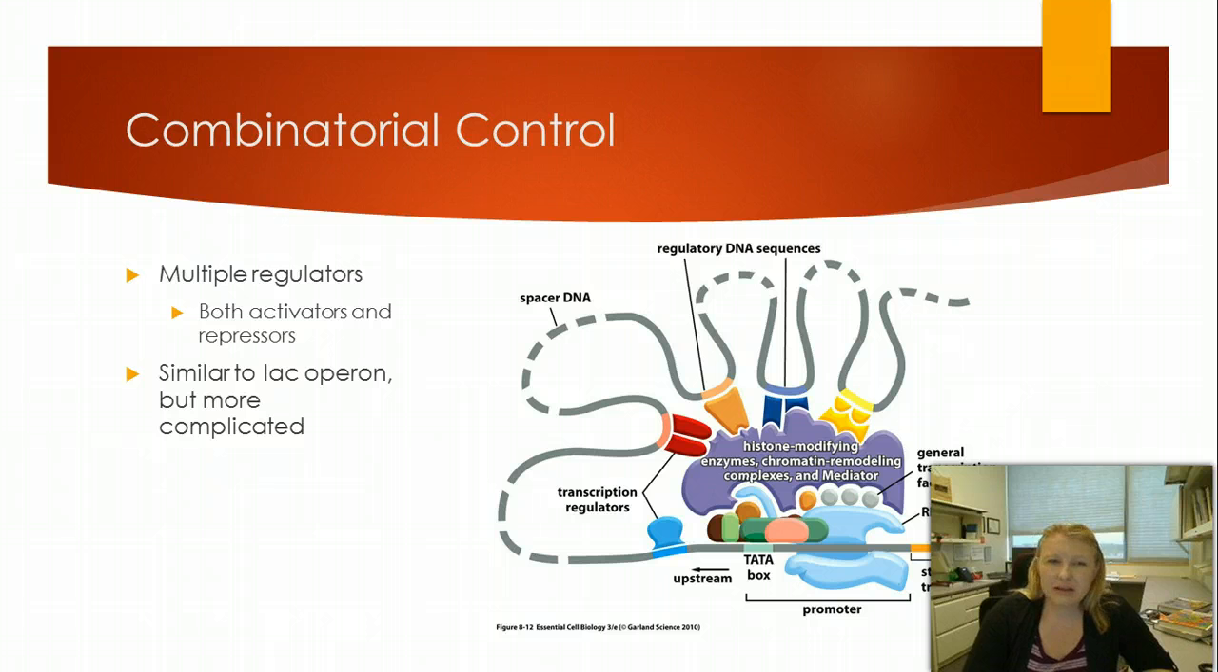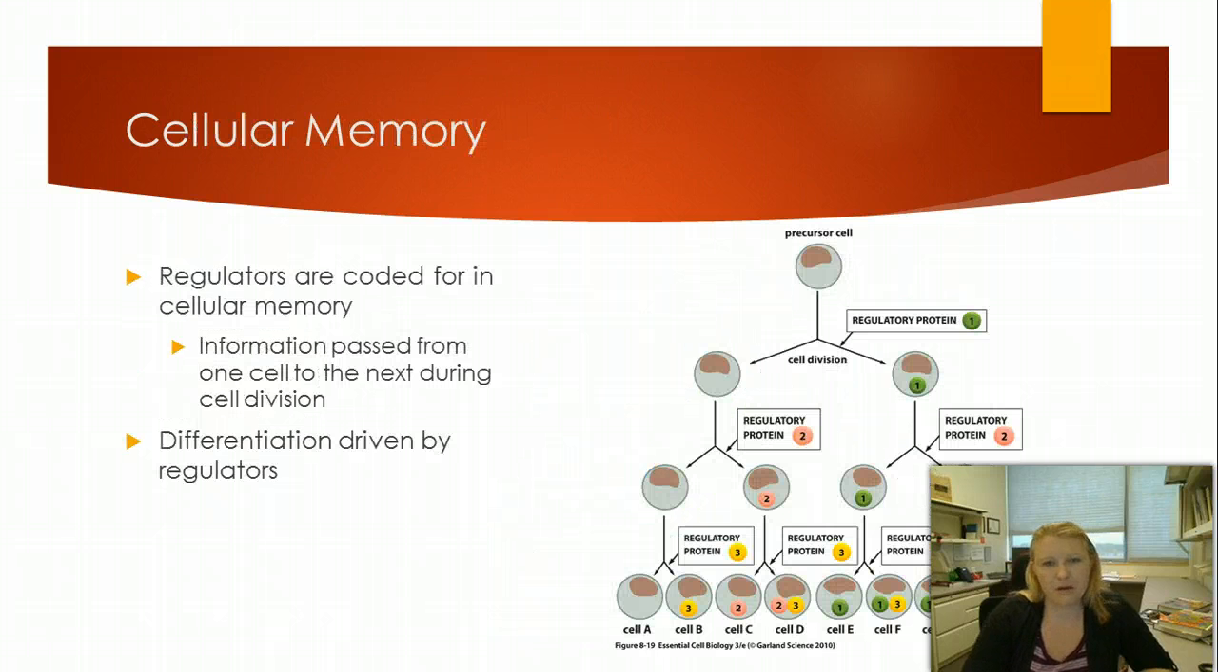And remember that these combinatorial controls are like that lac operon I was talking about, but it's just a lot more complicated. And this all gets carried on from cell to cell. Once one of those regulatory proteins is turned on, it's going to be passed to the next generation of cells and to the next generation of cells.